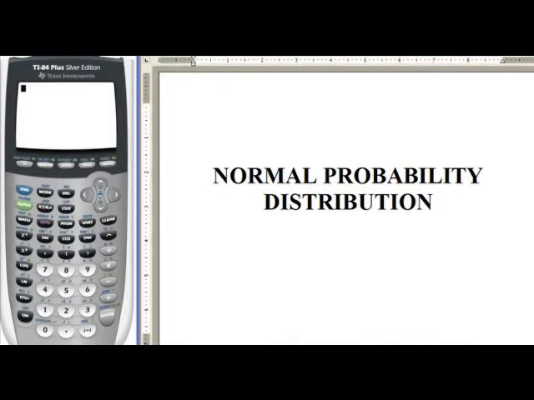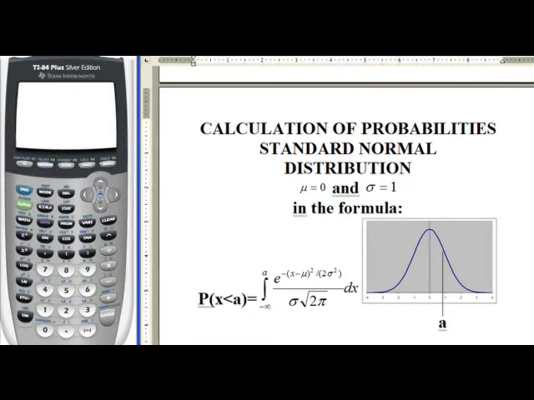Today we will learn how to use our TI-84 to calculate probabilities using normal probability distribution. One way to calculate probabilities that follow a normal distribution is to use the standard normal distribution. In a standard normal distribution situation, you have to assume the population mean of 0 and standard deviation of 1.